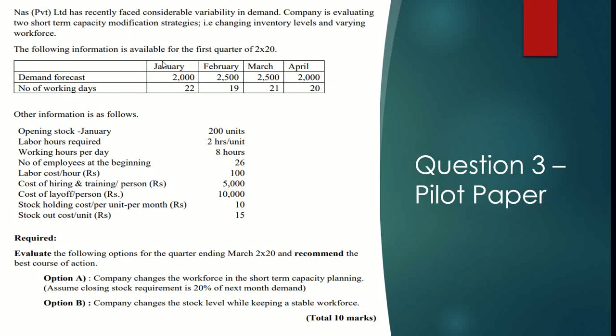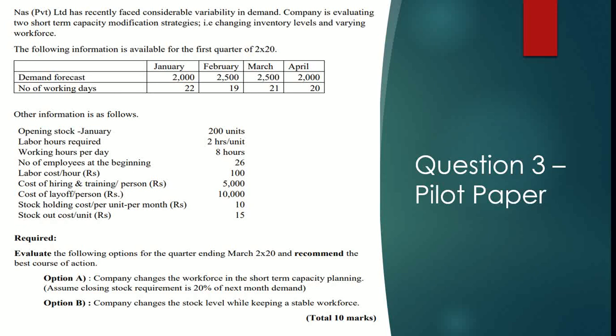Now other information they have given is as follows. Opening stock, they have given January 200 units. Labor hours required to produce 1 unit, they have given 2 hours, which means to produce 1 unit they need 2 hours, to produce 100 units they need 200 hours. Likewise we want to compute the hour requirement. Then they have given working hours per day. For a standard day they are working 8 hours.